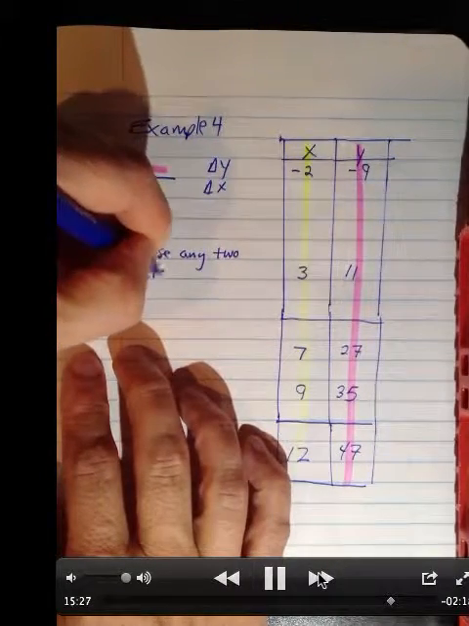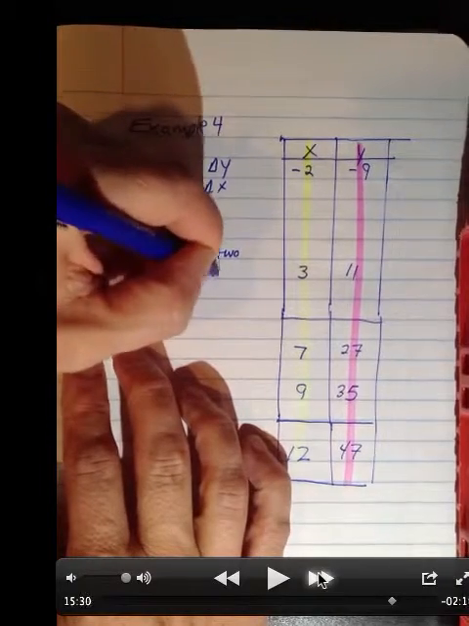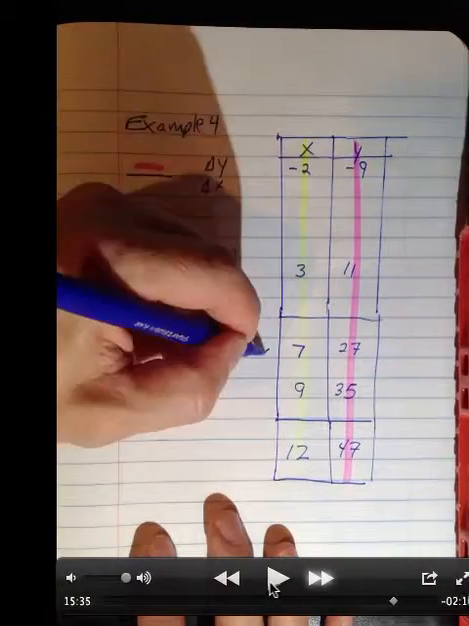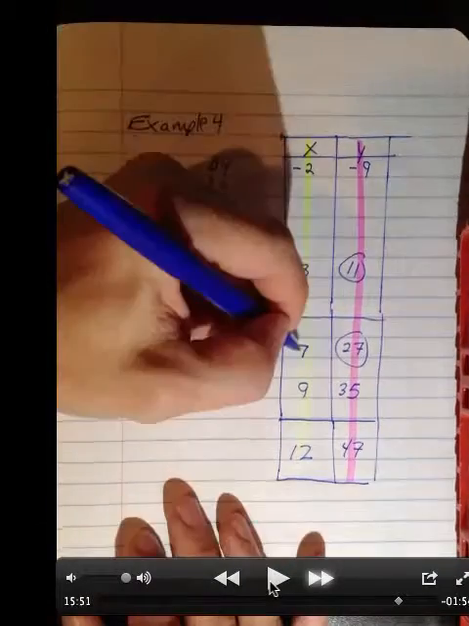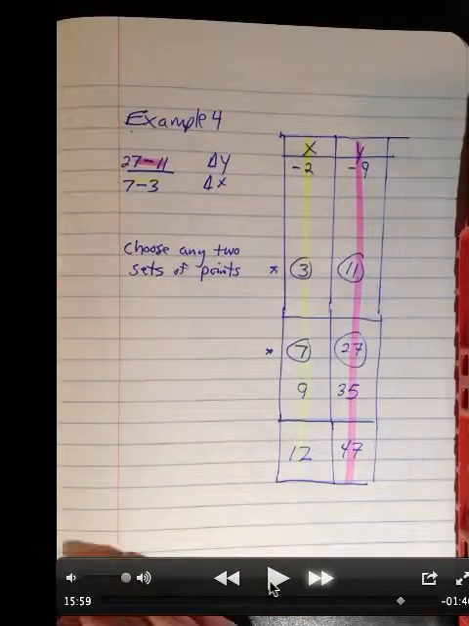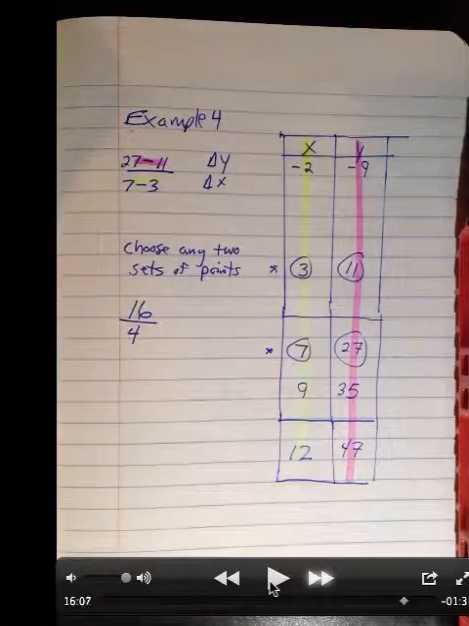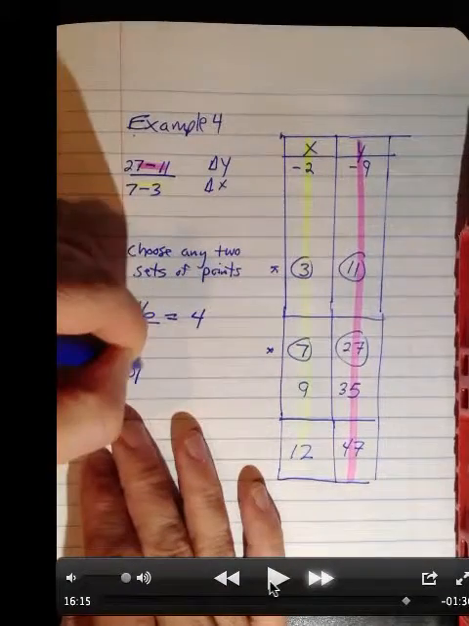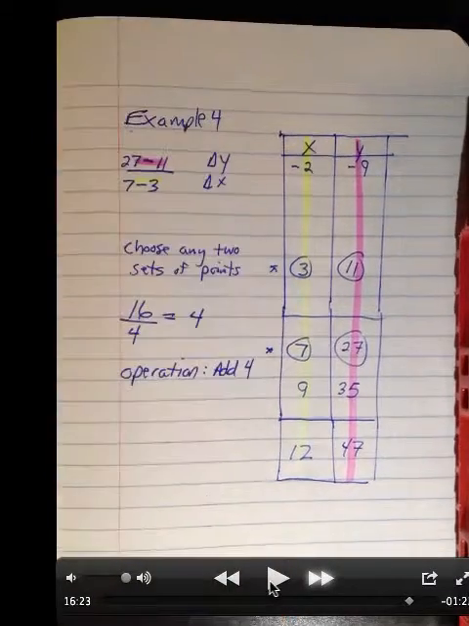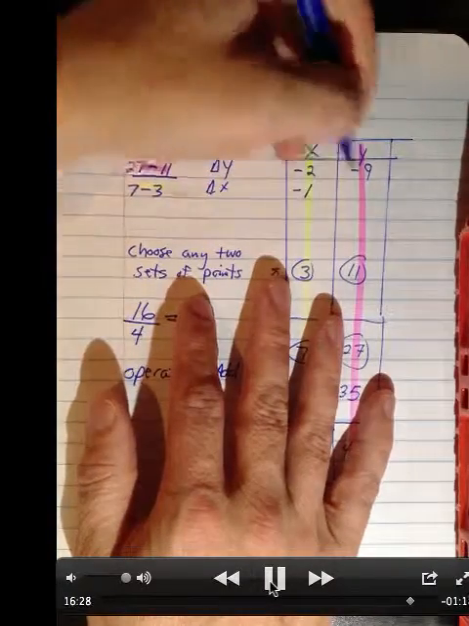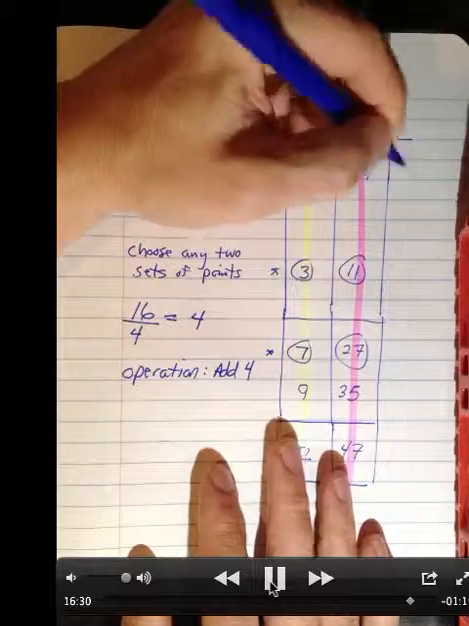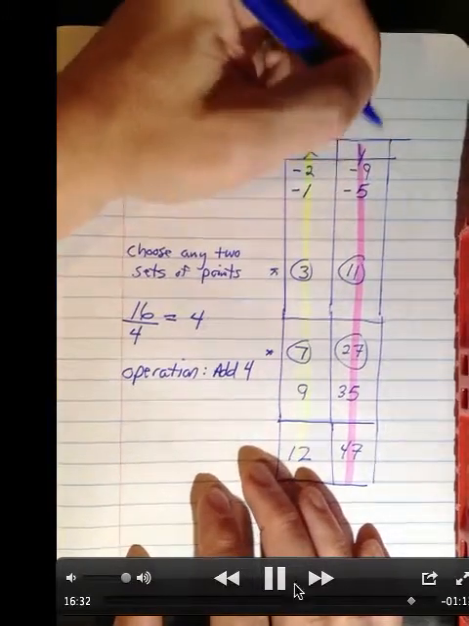You can choose any two numbers, or any two sets of numbers. So I'm going to choose the 3 and the 11, the 7, and the 27. This gives me an operation of add 4. So now I can just add 4 all the way down the column.